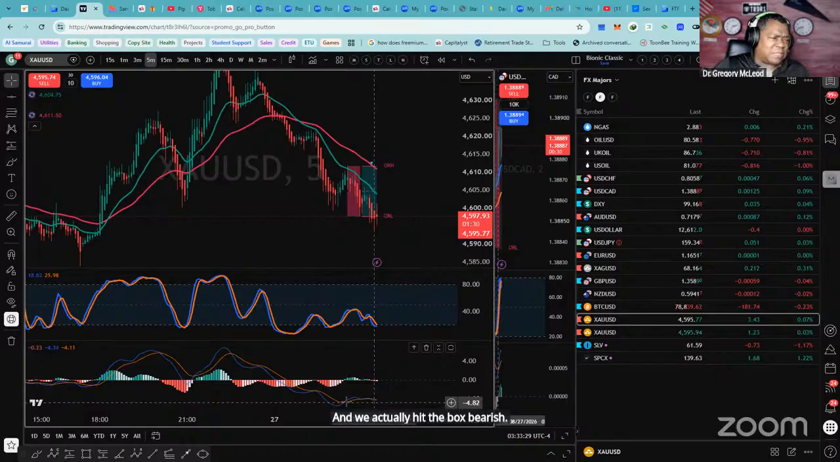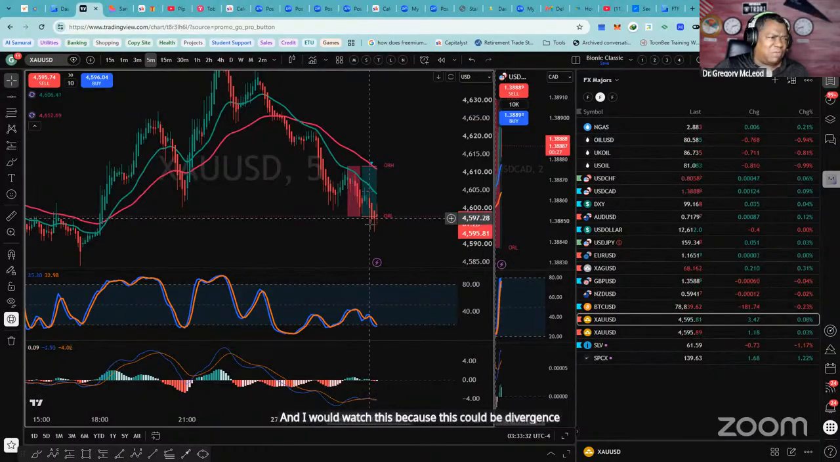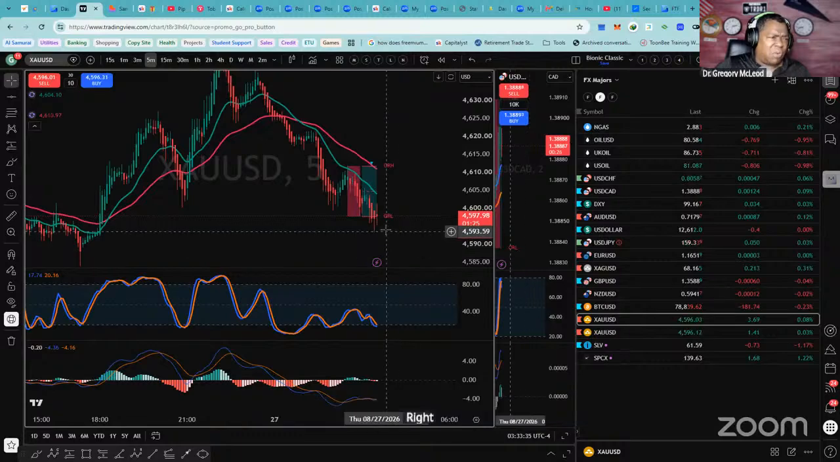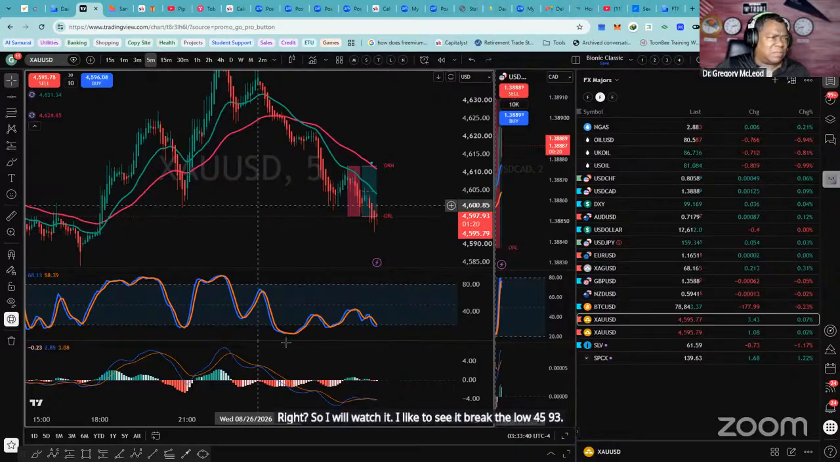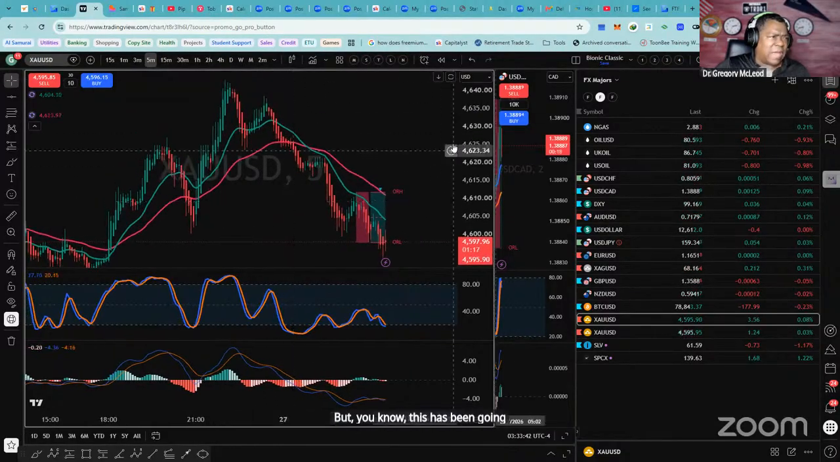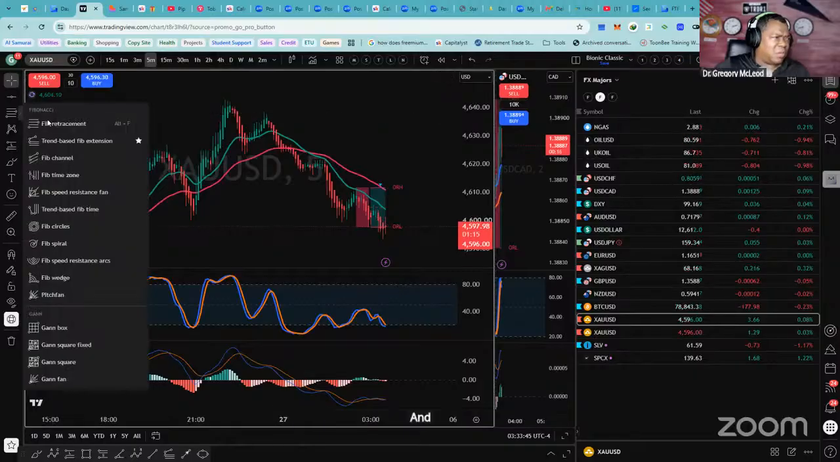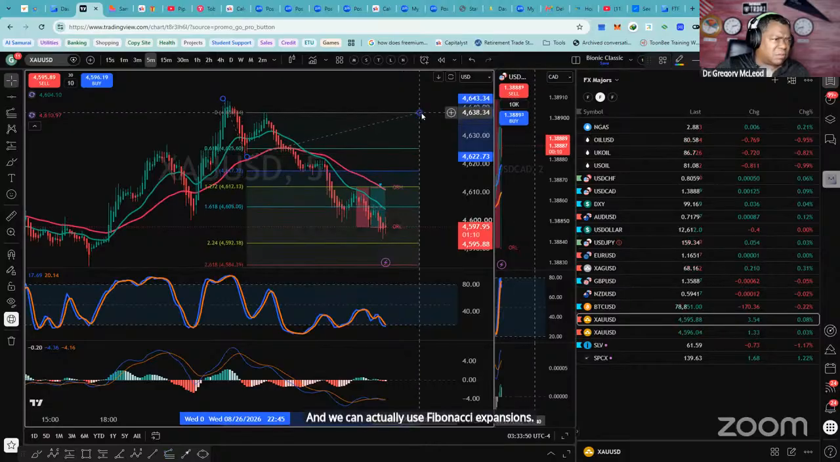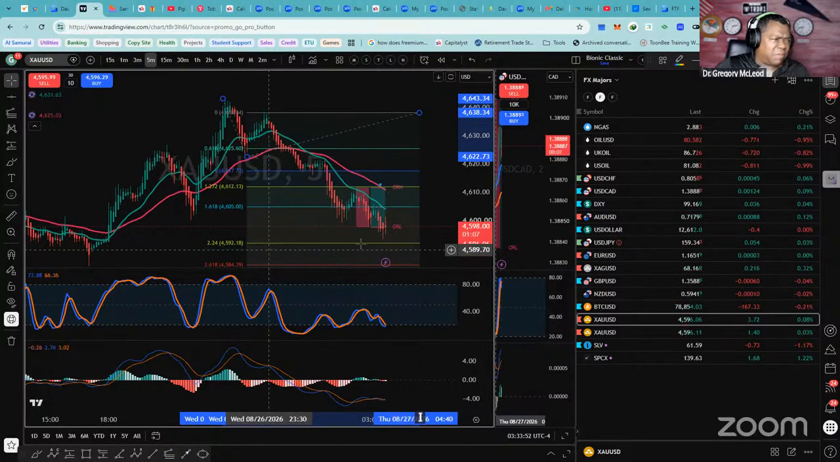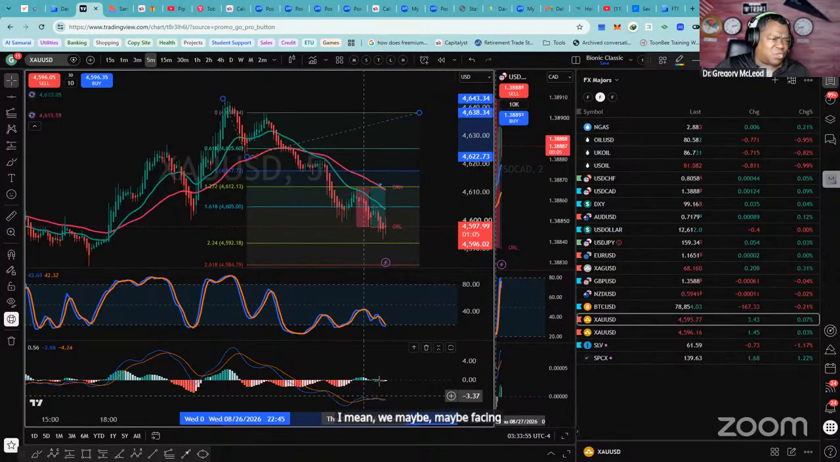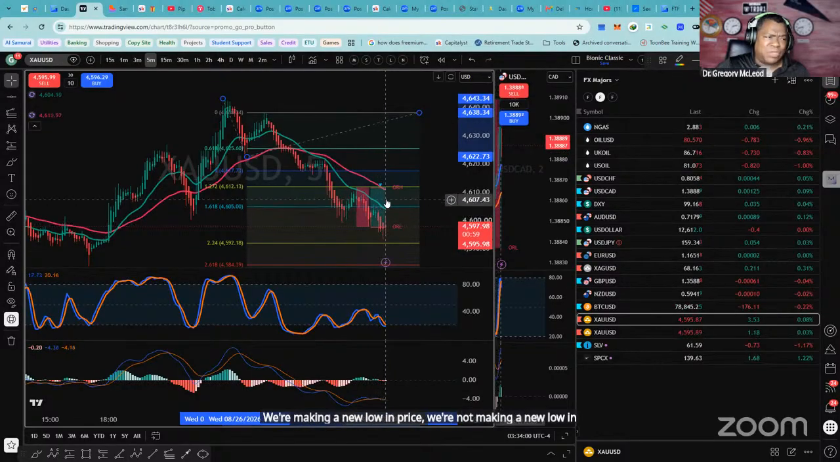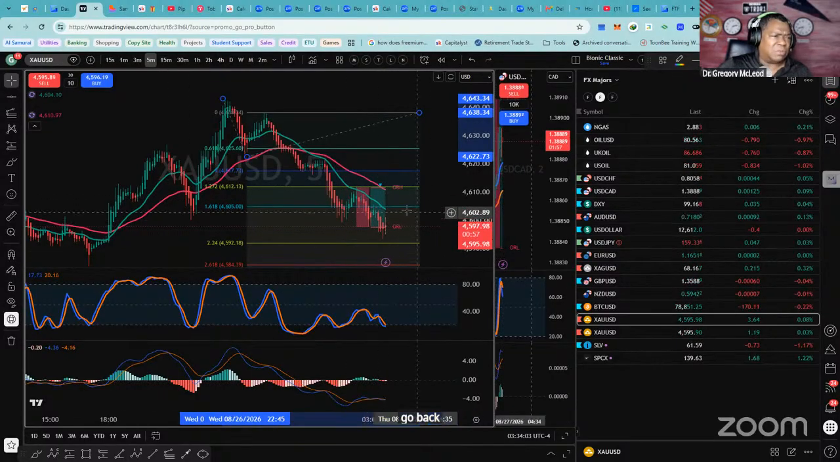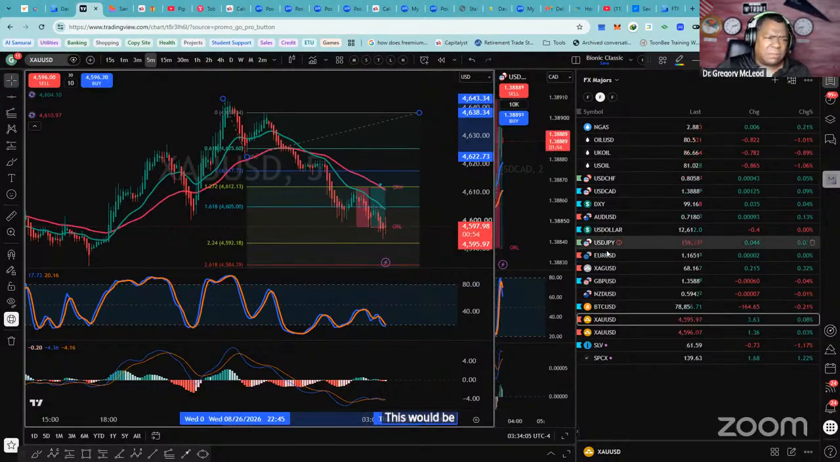And I would watch this because this could be divergence where this is a fake move, right? So I will watch it. I like to see it break the low 45.93 before re-entering. But this has been going down for a long time, and we can actually use Fibonacci expansions. We may be facing some type of exhaustion where we're making a new low in price, but we're not making a new low in the indicator. This may turn around and go back up. So this wouldn't be a good candidate.